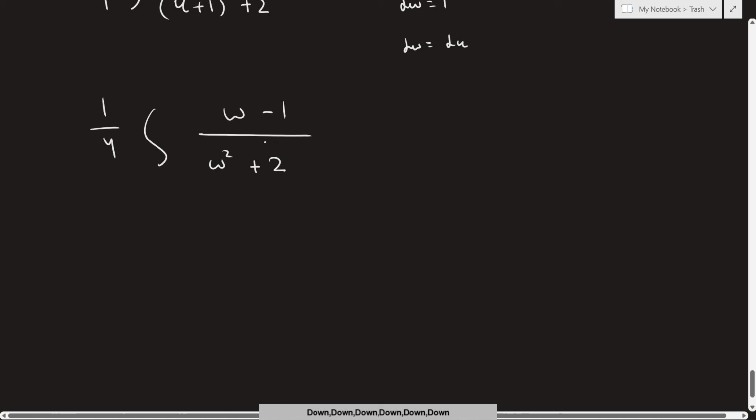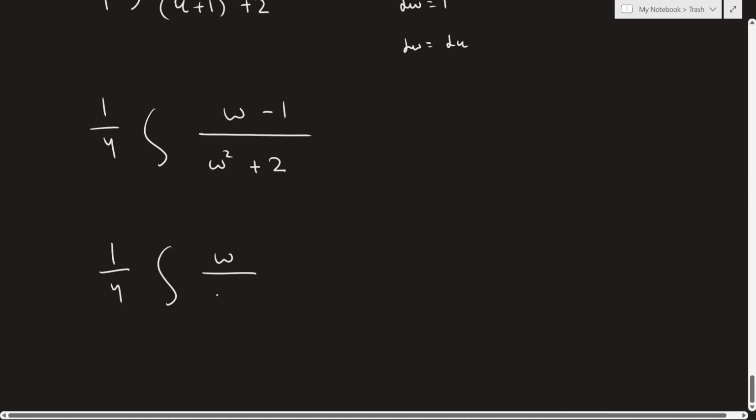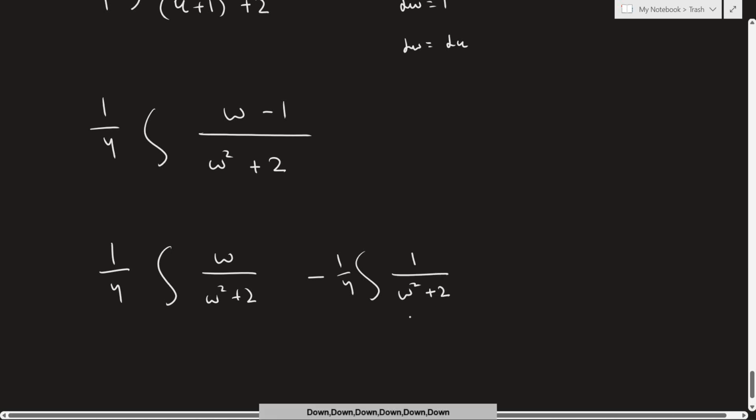Great. So now let's split. We can split since the top has minus, it can be plus as well. We can split: 1 over 4 w over w squared plus 2, minus 1 over 4 integral of 1 over w squared plus 2. Okay, great.